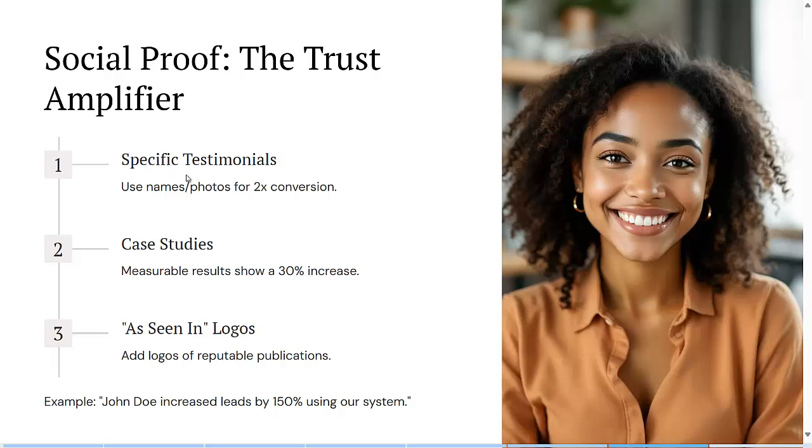And what does this do? If you have a specific testimonial, you need to use the name and photo of the person that is actually testifying. If you even have videos, photos and names will 2x, and videos will 10x the kind of perception you're building. Use case studies with measurable results; they show at least a 30% increase in the excitement to buy. And you can also add logos of people that have bought from you. You understand? So social proof is just a way to sell.